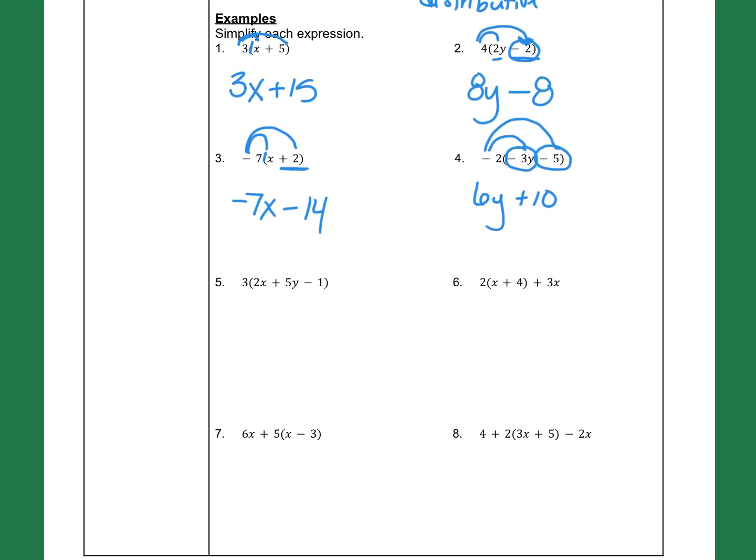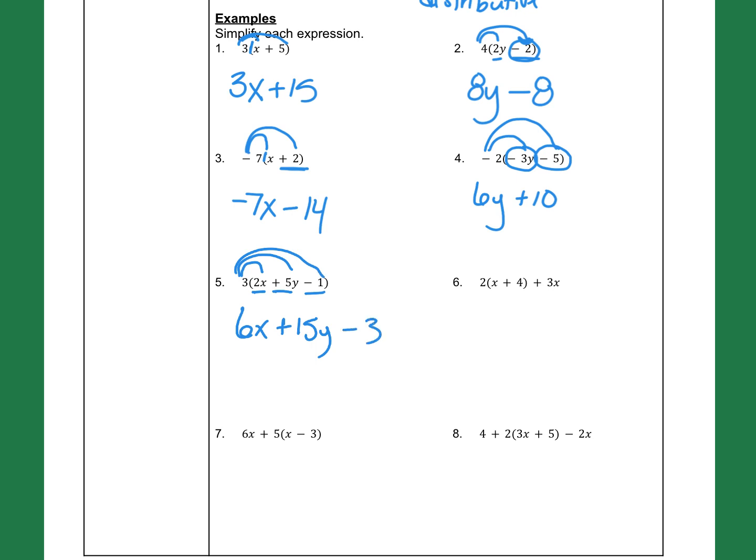We're going to do the same thing on number 5, only we have 3 terms on the inside. So we've got a 2x, a positive 5y, and a negative 1. So we're going to multiply 3 times. 3 times 2x is 6x. 3 times 5y is a positive 15y. And 3 times negative 1 is negative 3.